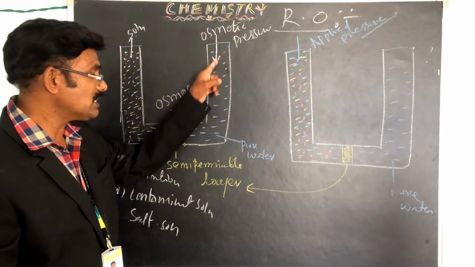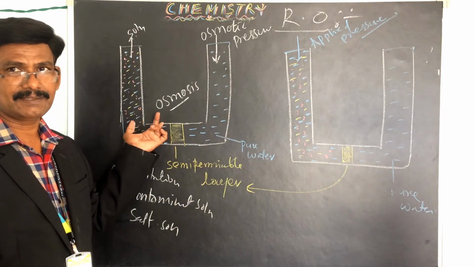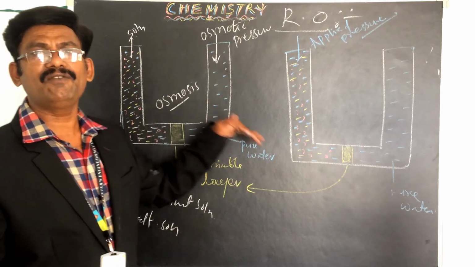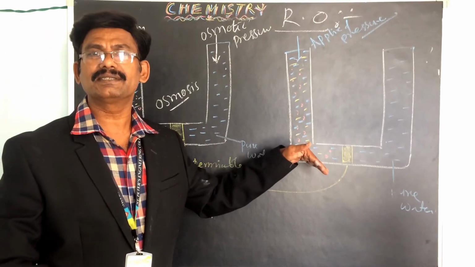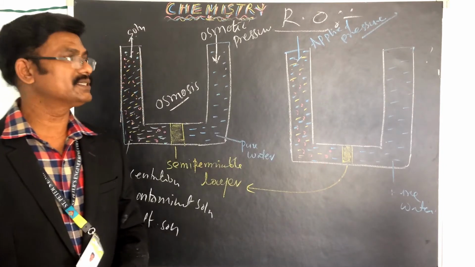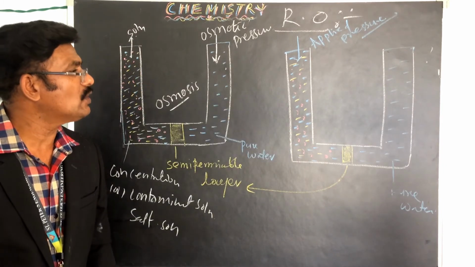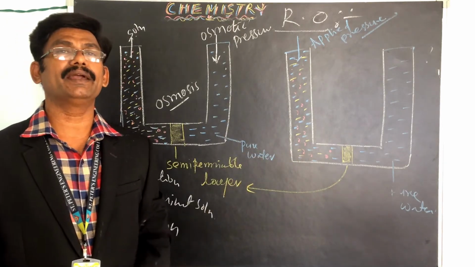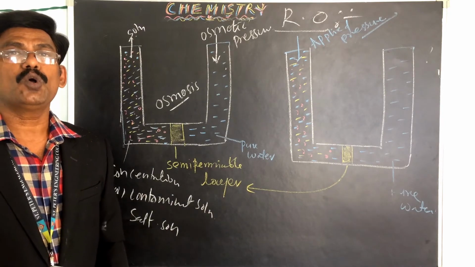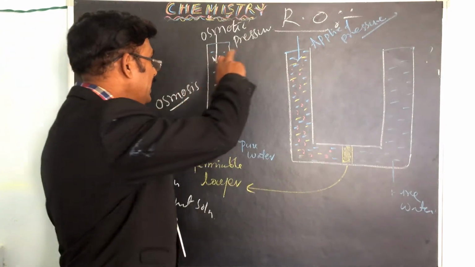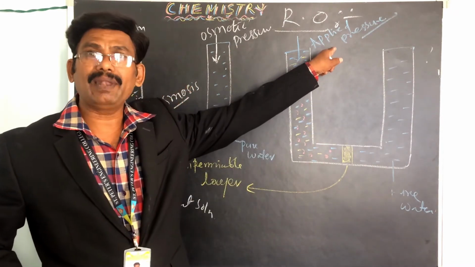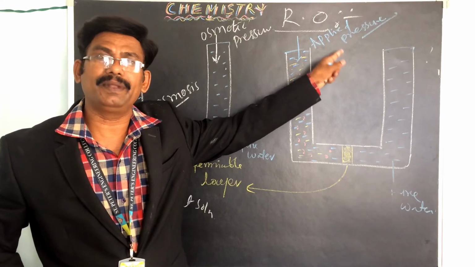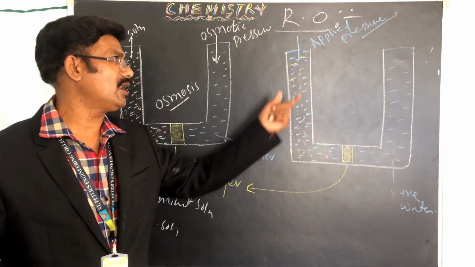What is that pressure? Osmotic pressure. That is about osmosis. Now the reverse: the two unequal solutions are separated by the semi-permeable layer. If here osmotic pressure is there, here there is applied pressure, hydrostatic pressure.